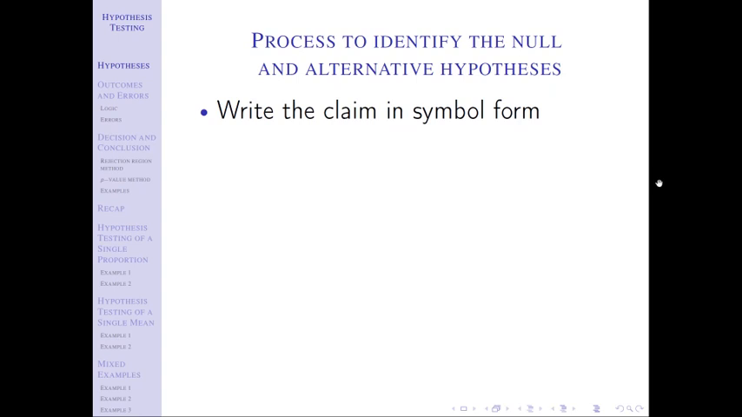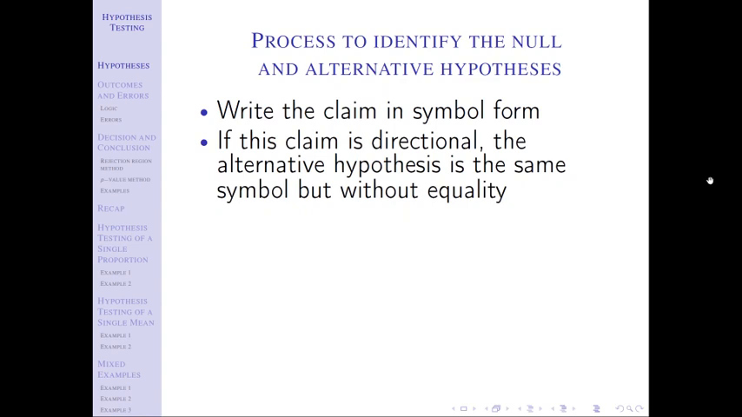Now, if the claim is directional, and what I mean by a directional claim is it's got a greater than or a less than in it, so greater than or equal to, less than or equal to, the alternative hypothesis is the same symbol, but without equality. So if it doesn't have equality to start with, then the alternative hypothesis is just the same thing as the claim was. If it does have equality, we're just going to drop that equal.